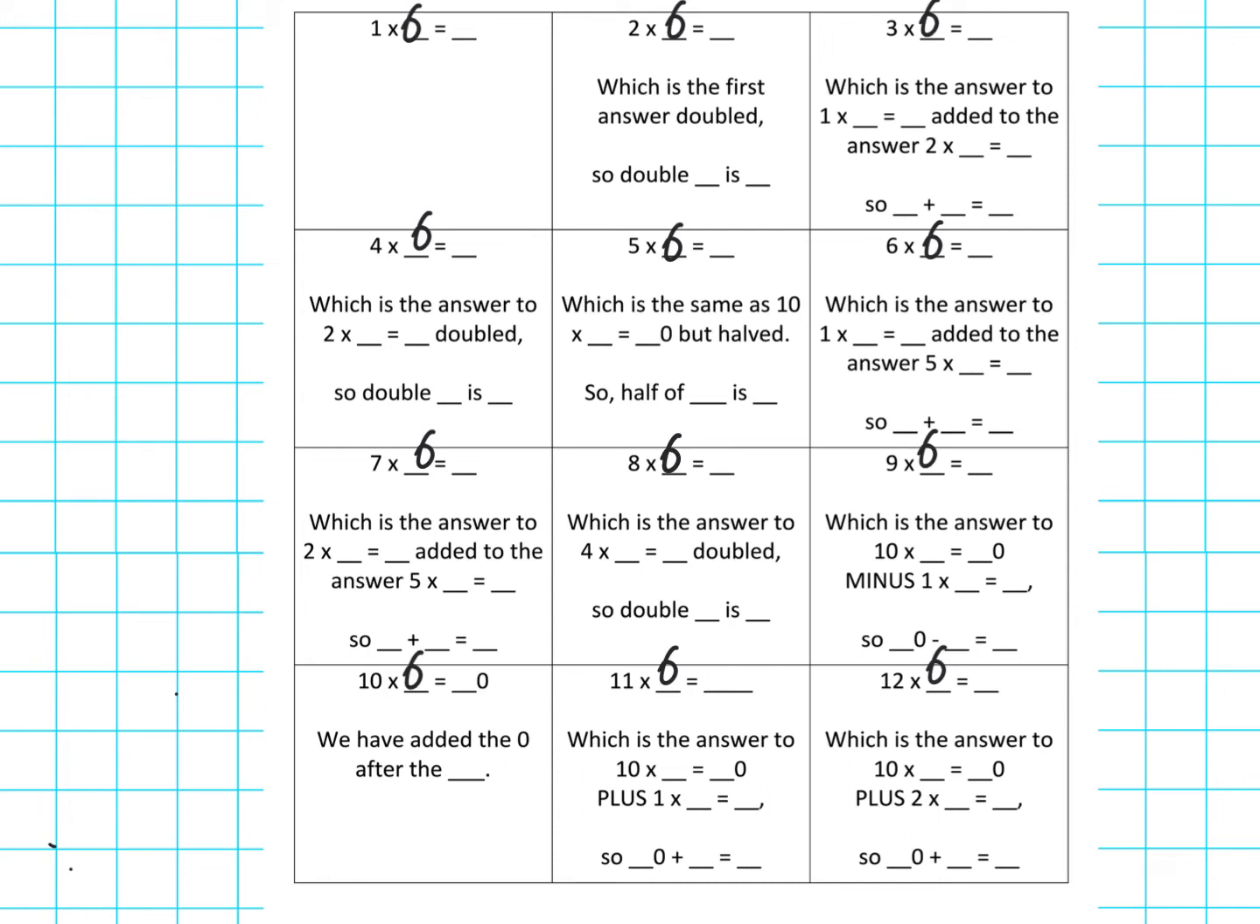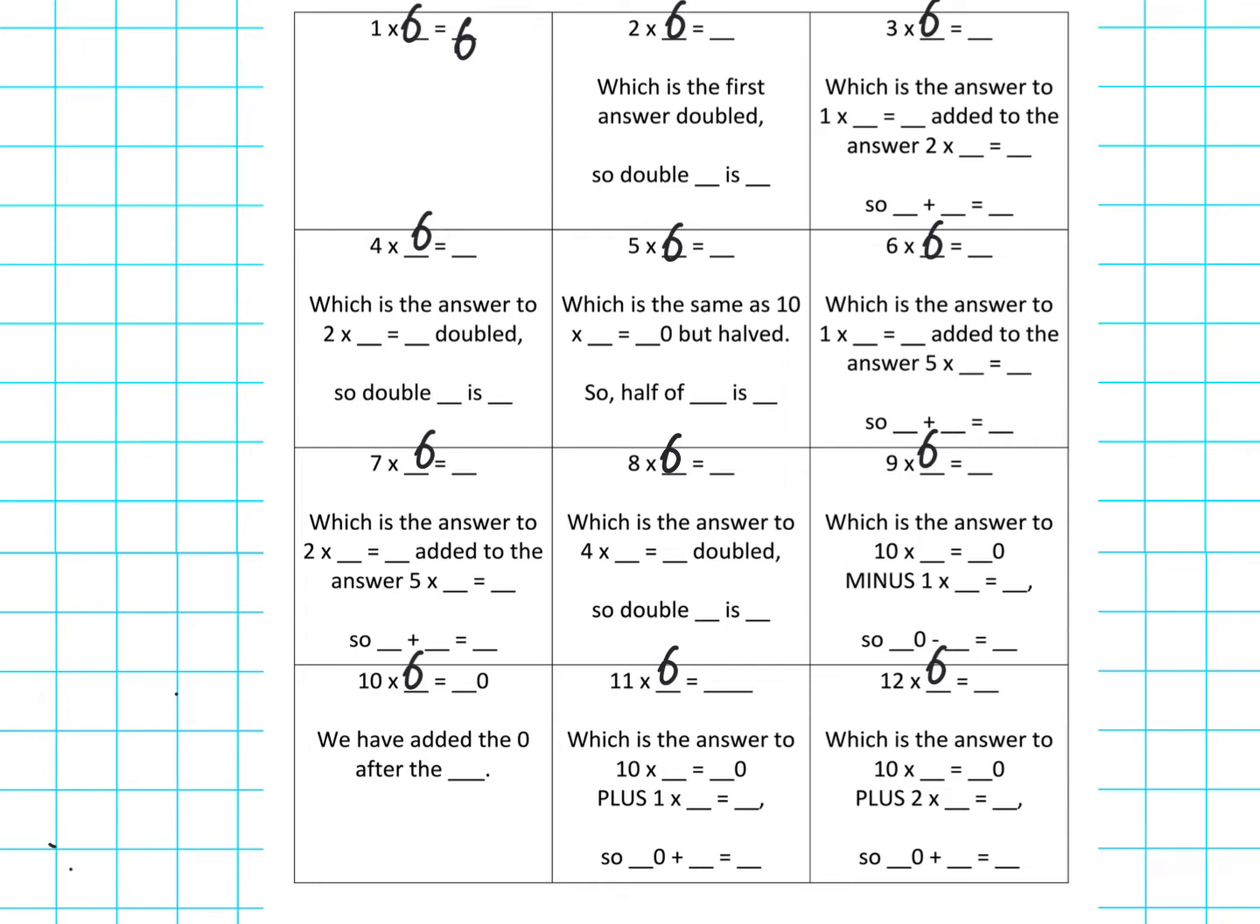So this is the same one that's in the sheet that's on the Google site. And as you can see, I've already put the 6's in because that's the one that we're going to focus on. But you can obviously do your own. So I'm just going to do the first one. So 1 times 6, well, of course, we know that that's 6. And so 2 times 6 is the same as 6 doubled.